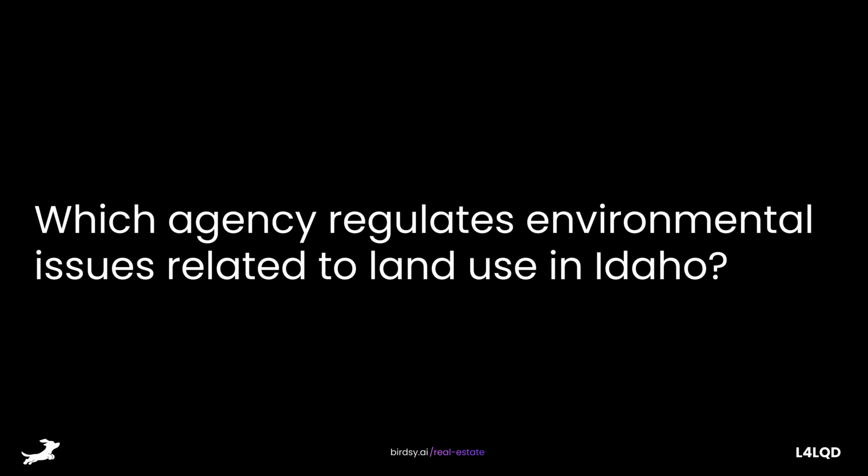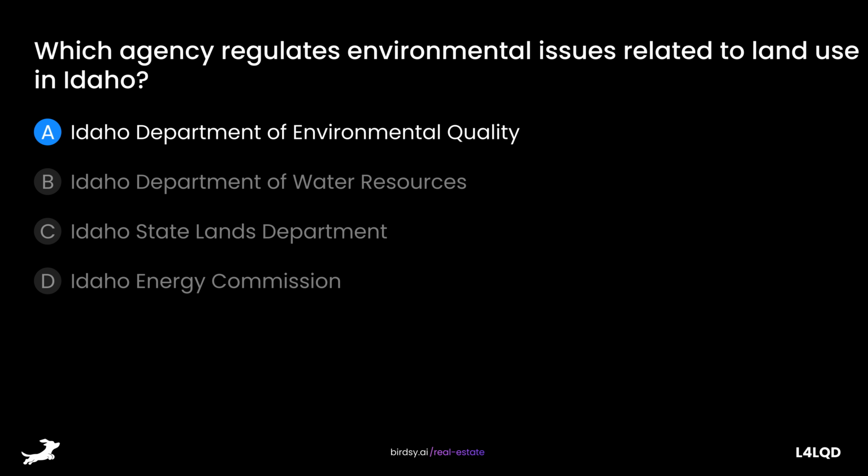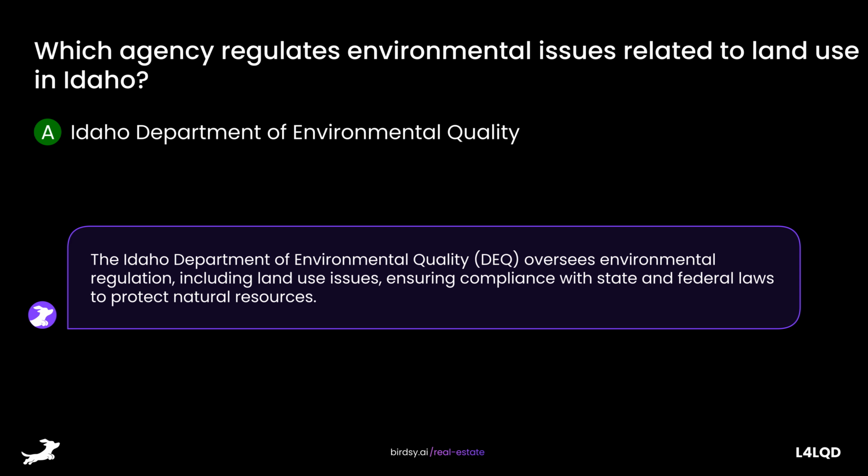Which agency regulates environmental issues related to land use in Idaho? Is it A, Idaho Department of Environmental Quality, B, Idaho Department of Water Resources, C, Idaho State Lands Department, or D, Idaho Energy Commission? The answer is A, Idaho Department of Environmental Quality. The Idaho Department of Environmental Quality oversees environmental regulation, including land use issues, ensuring compliance with state and federal laws to protect natural resources.